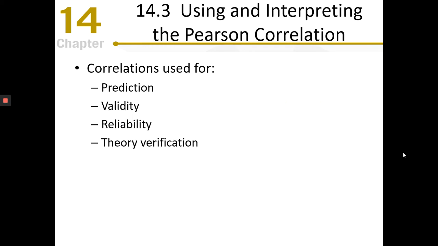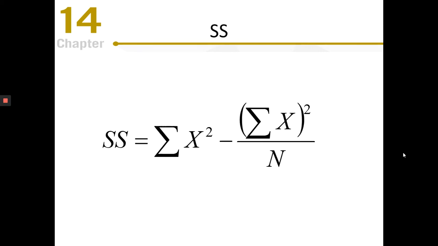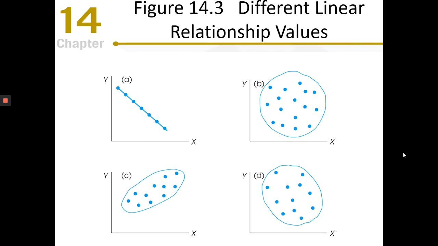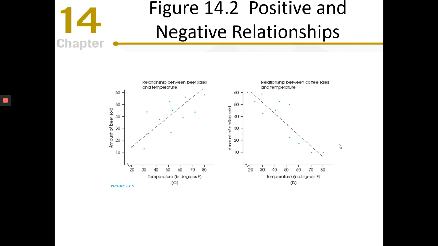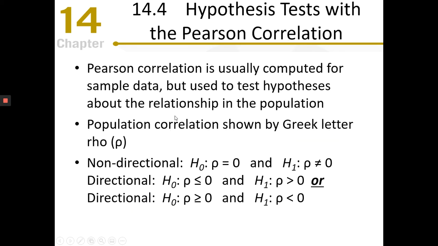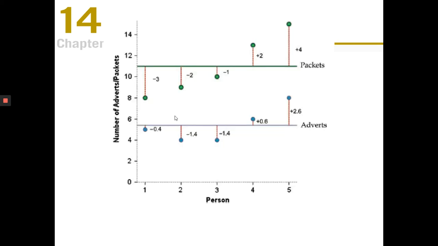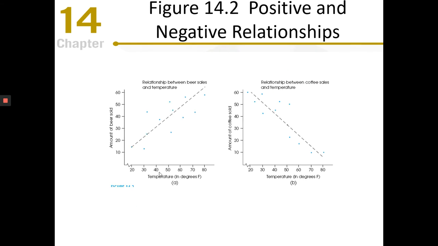Okay, before we get into examples, why do we use correlation? So prediction. So remember, we have a line. Here we have this data, and we have this line.